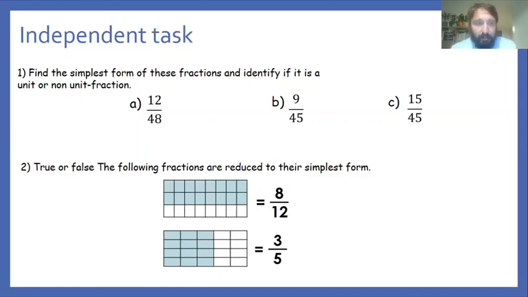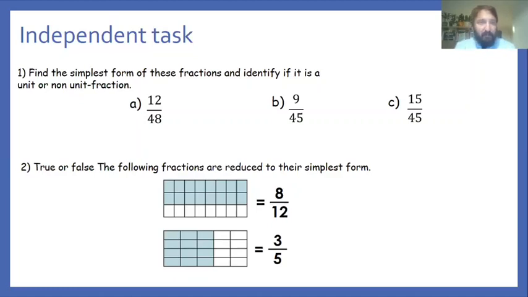Okay, this here, number 2, we have a question, true or false. The following fractions are reduced to their simplest form. So what I'm asking you to do here is have a look at the visual, work out what fraction that is, and then work out if the following fraction is the simplest form of that fraction. So you may have to do a little bit of counting up to work out the fraction there, but give it a good go.